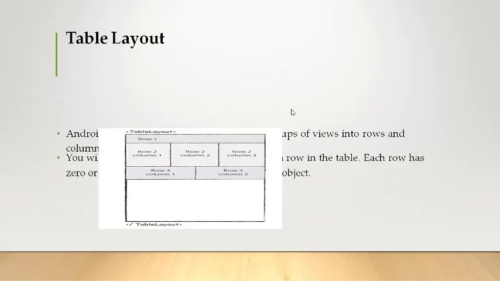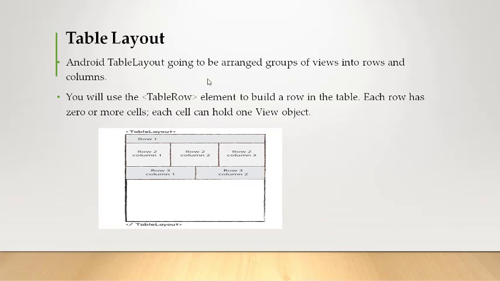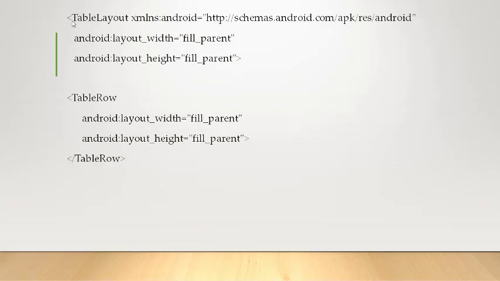Now table layout. Table layout is responsible for arranging the components, arranging the views in rows and columns form. You can use the table row tag, which is responsible for building an individual row in the table layout. This is the diagrammatic representation of table layout. In it there is row 1. Within row 2 there is column 1, column 2, column 3. In row 3, column 1 and 2, and so on. You will define the rows and columns. The basic structure of the table layout is like this.